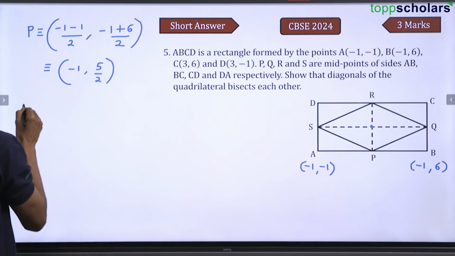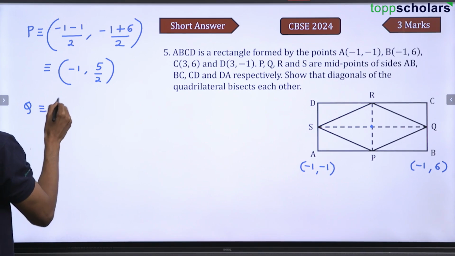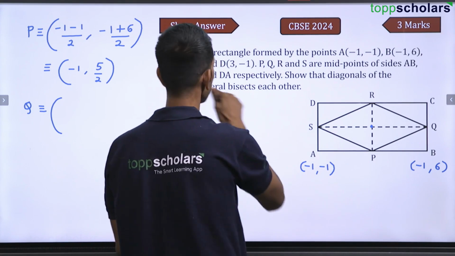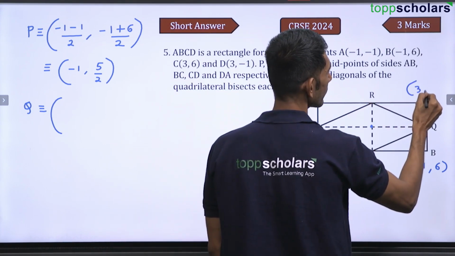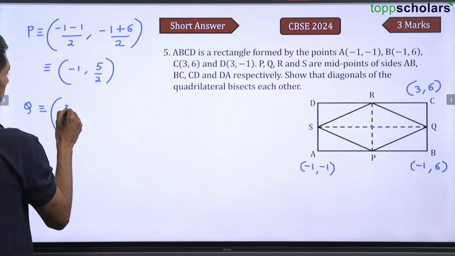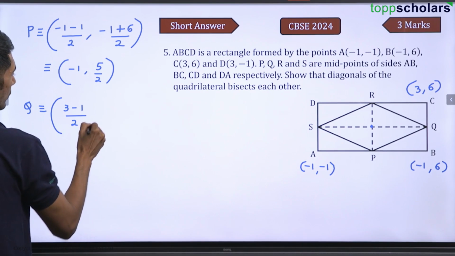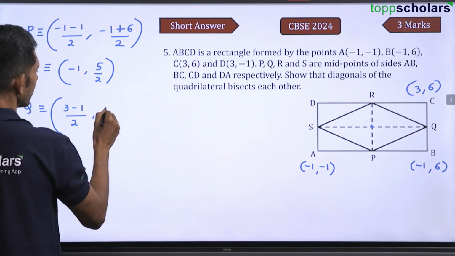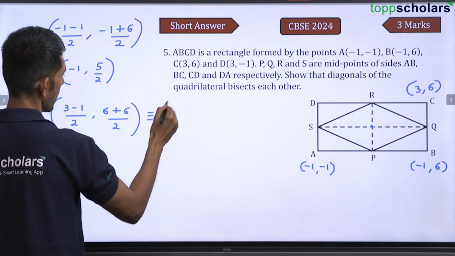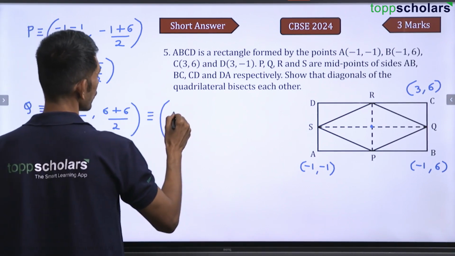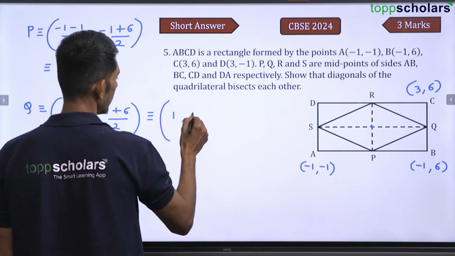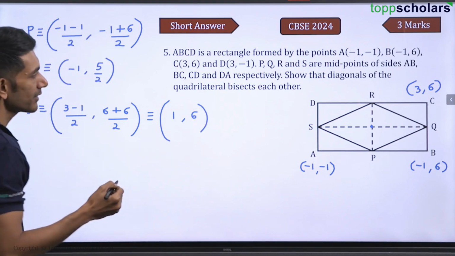Let's find out the coordinates of point Q. To find out the coordinates of point Q, you need B and C. What is C? C is 3, 6. So that gives you (3 minus 1) by 2, comma, (6 plus 6) by 2. Correct? And that gives you 2 by 2, which is 1, comma, 6 plus 6 is 12, that is 1, comma 6.